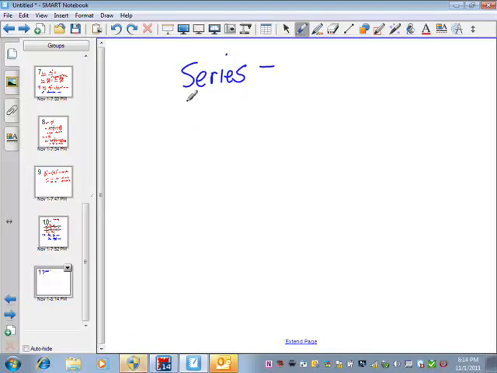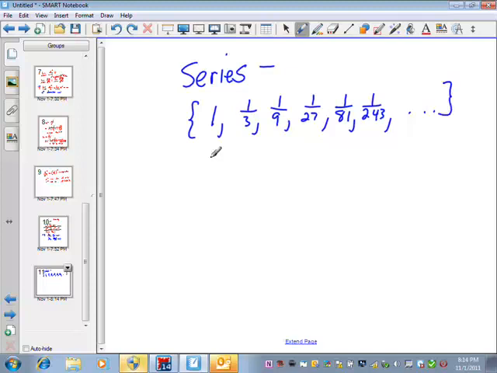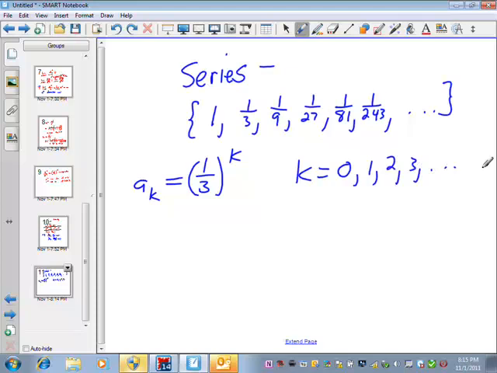So now, what I want to do is I want to have a list. 1, 1/3, 1/9, 1/27, 1/81, 1/243. These are all powers of 1/3. I'm going to use K as the number. A sub K is 1/3 to the K, and now K is going to go from 0, 1, 2, 3, and so forth. So I'm going to start at 0.